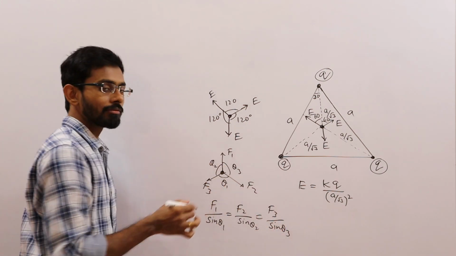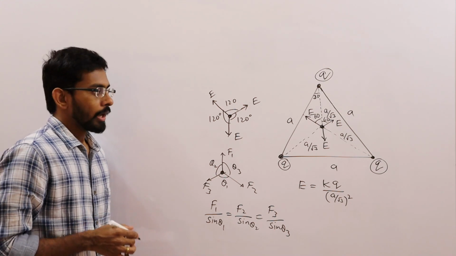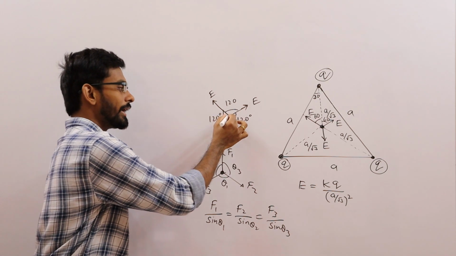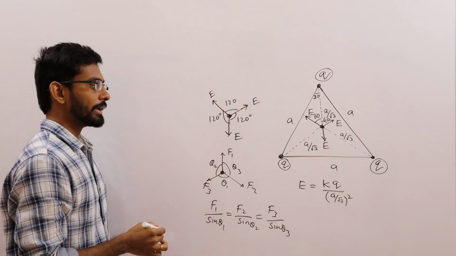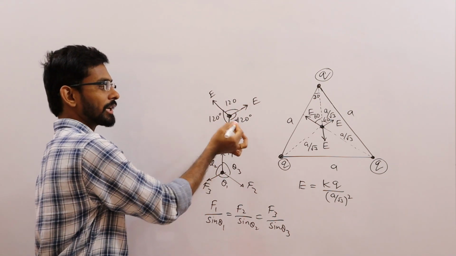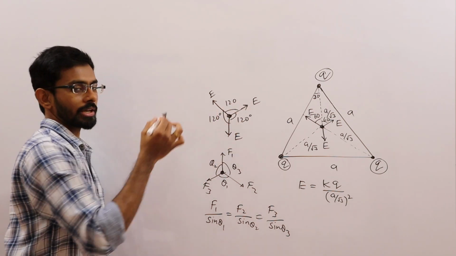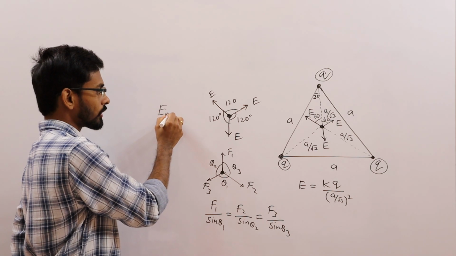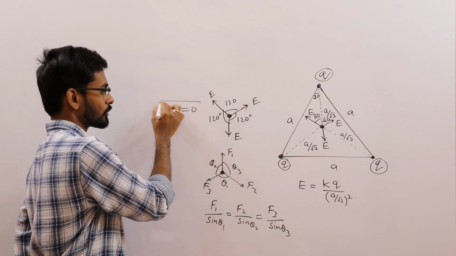Then this particle will be in equilibrium. Now similarly we have three electric fields. Net value of these three vectors will be 0, because E by sine 120, E by sine 120, E by sine 120 is the same. So net electric field acting on this point will be 0.